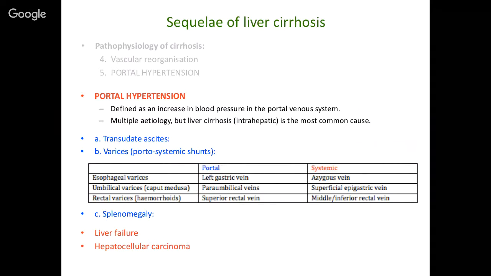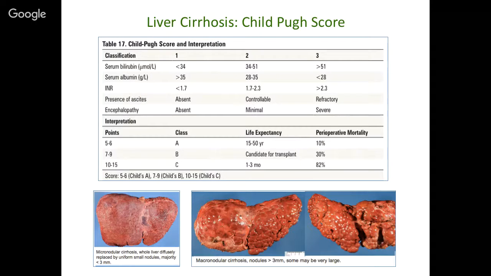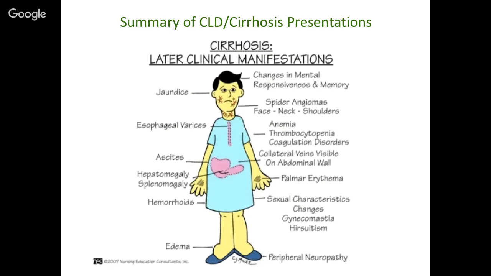And then the last one is splenomegaly. Instead of blood going from the lower abdomen to the liver, because of the resistance, you just get backflow and congestion. That's why the spleen gets big. So all this comes back to portal hypertension, which comes back to the fibrosis causing increased resistance. Later on, you can get liver failure and hepatocellular carcinoma. The Child-Pugh score is a good way of measuring the prognosis of liver cirrhosis, so it's good to know. And there's a nice picture of all the little things we've talked about.